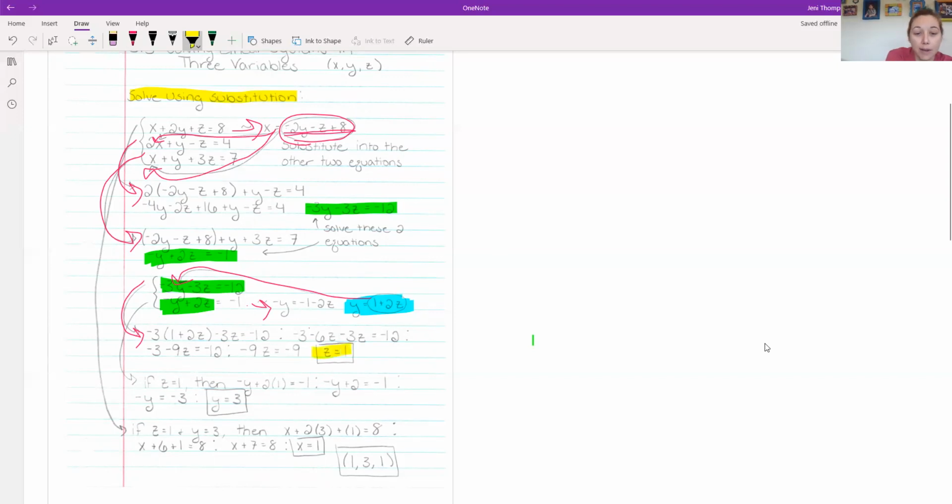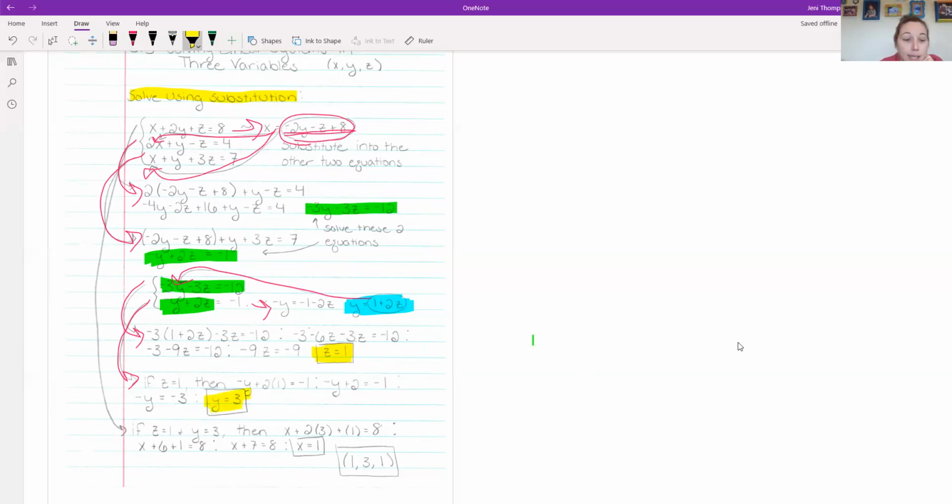Yay, I have one of my answers, right? I've got z equals 1. Awesome. So I'm going to take that z equals 1 and plug it back into one of these equations so I can solve and get an answer for y. So that's what happened here. I took this z equals 1 and plugged it into this bottom equation. So if z equals 1, then negative y plus 2 times 1, that's where I put that z equals 1. And then we combine our like terms, divide by negative 1, and now I've got an answer for y. So if z equals 1, then y equals 3.